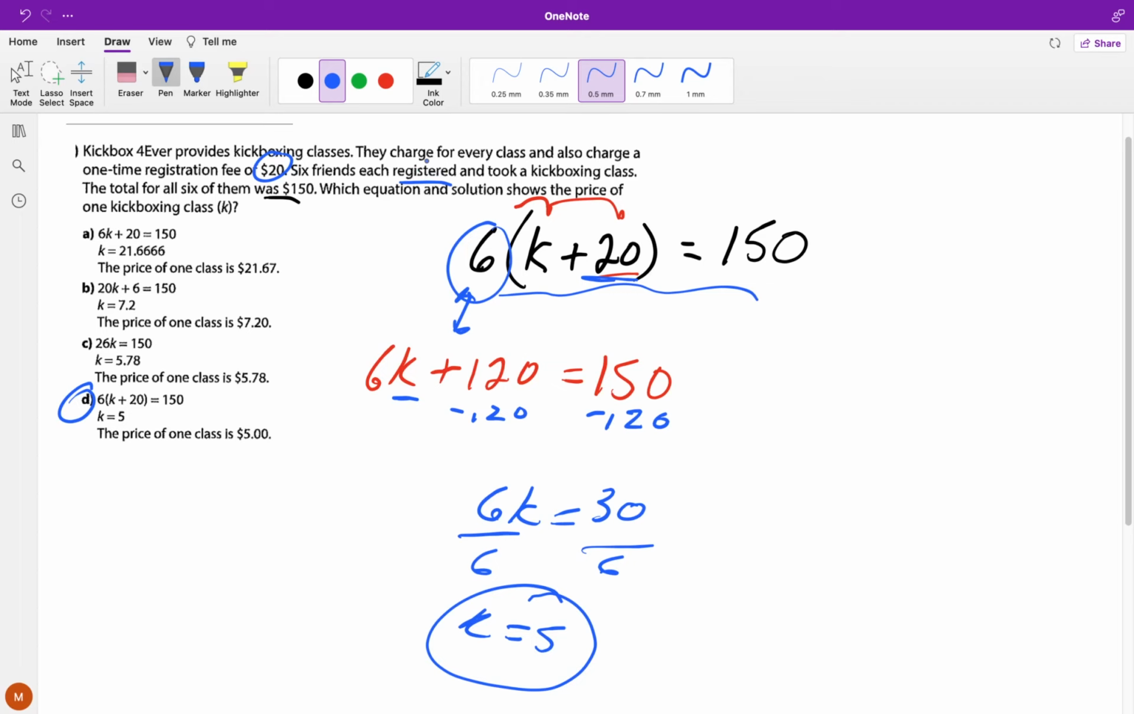It would be very clear if they had already pre-registered and didn't need to do it again, but it says 6 friends each registered. So it means they all are doing it for the first time.